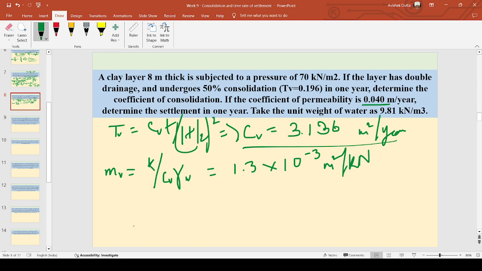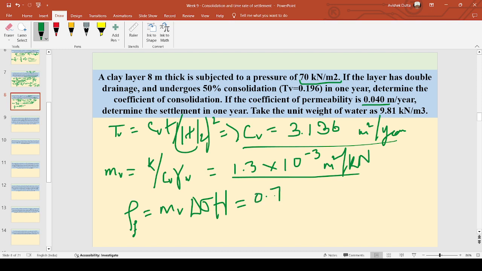Now using this MV, we can find out what? We can find out the settlement. This is the ultimate settlement, rho F. What is the formula? MV del sigma into H. MV we have just found out. Del sigma is how much? A pressure of 70 kilonewton per meter square. This is del sigma, and H is 8 meter. We'll get rho F as 0.728 meter. Now this is the 100% consolidation.